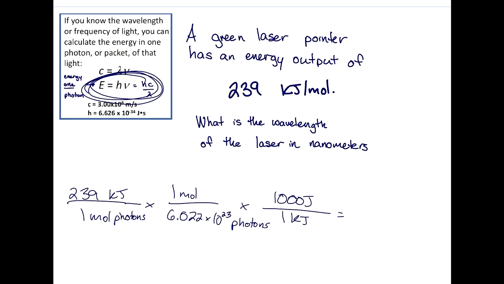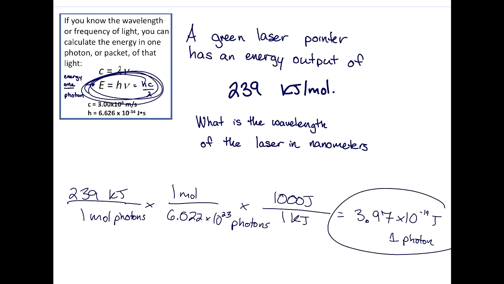laser. And so I get, oops, that is not right. 239 divided by 6.022 e to the 23 times 1,000. Should be a tiny number, so 1 photon is 3.97 times 10 to the negative 19 joules. So that is for 1 photon. This number, am I allowed to put this number into my hc over lambda equation? Yes, I am, because this is the energy of 1 photon.